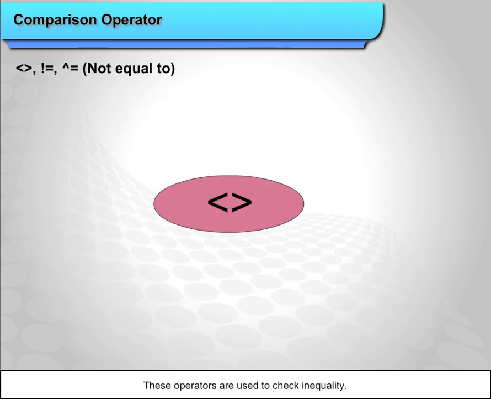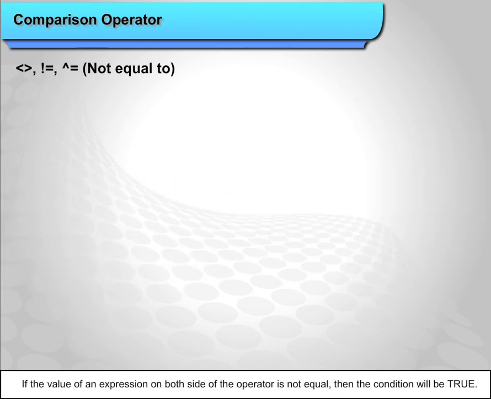Not equal to. These operators are used to check inequality. If the value of an expression on both sides of the operator is not equal, then the condition will be true.